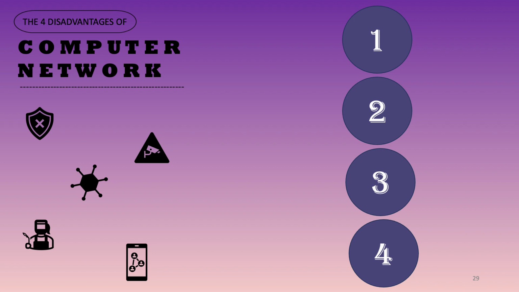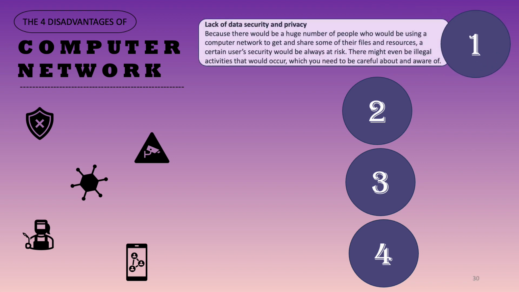Nevertheless, everything has its bad sides. And now, let us move on to the 4 disadvantages of computer network. Firstly, computer network may lack data security and privacy. This is because there would be a huge number of people who would be using a computer network to get and share some of their files and resources. A certain user's security would always be at risk. There might even be illegal activities that would occur which you need to be careful about and aware of.